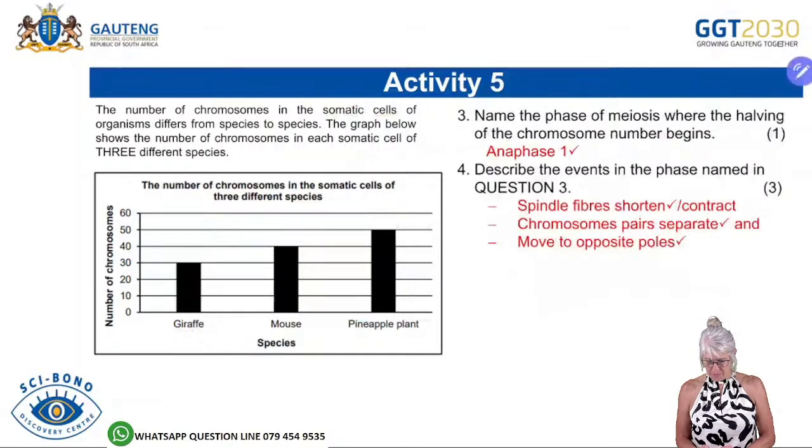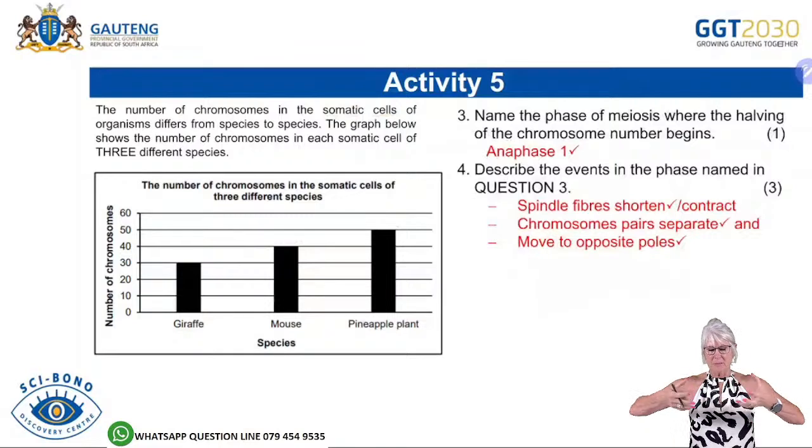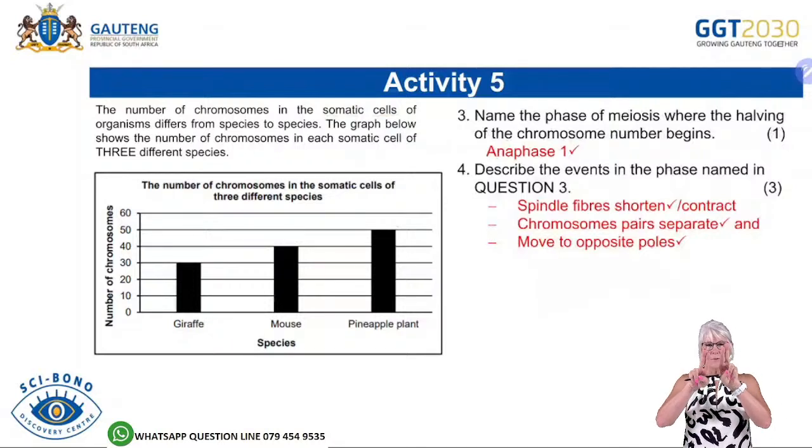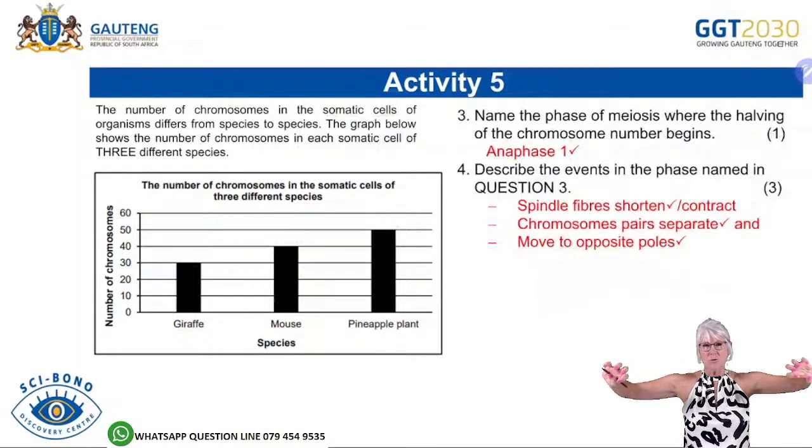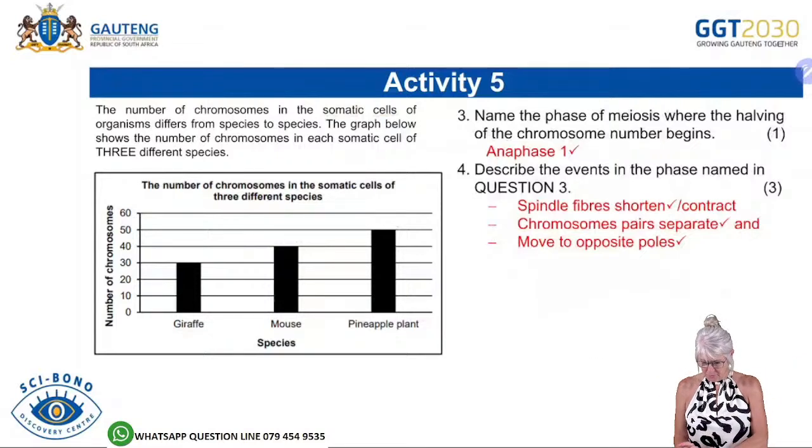So I say my spindle fibers shorten. Remember I said to you earlier, that's what happens. The spindle fibers contract and your homologous chromosomes are pulled apart because the spindle fibers are shortening. It's like elastic and it's pulling the chromosomes towards the poles. So the spindle fibers shorten or contract, the chromosome pairs separate and they move to opposite poles. That is a description of what happened in anaphase 1.